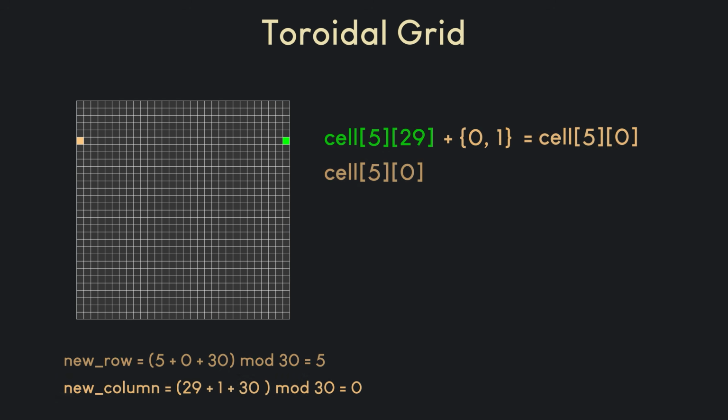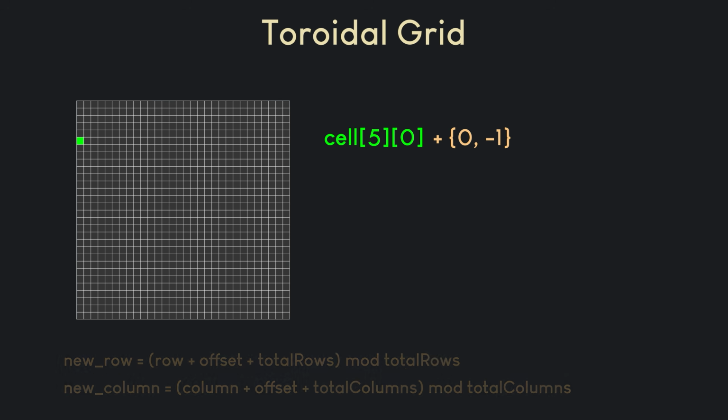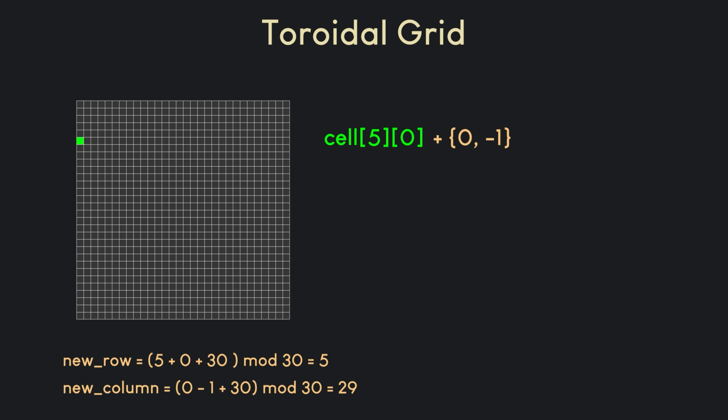Cool, huh? Now, what if the live cell is at the left edge of the grid? Let's say it has a row index of 5 and a column index of 0, for example. What are the indices of its left neighbor? Let's put the values in the formula. New row is equal to (5 + 0 + 30) modulo 30, which is equal to 5. And new column is equal to (0 - 1 + 30) modulo 30, which is equal to 29.